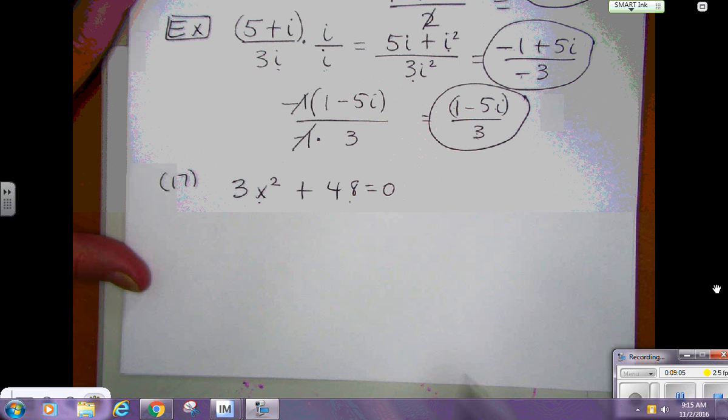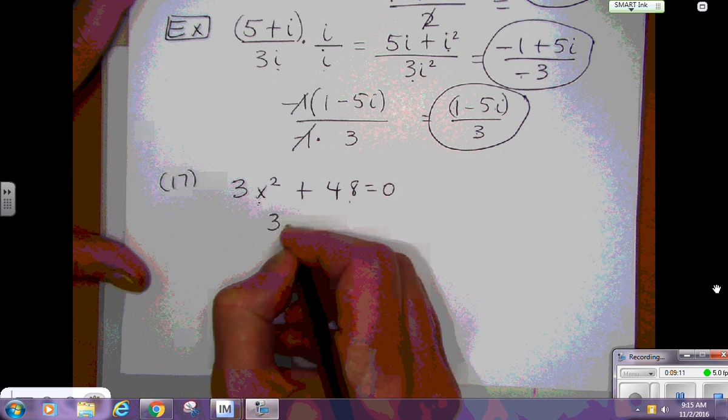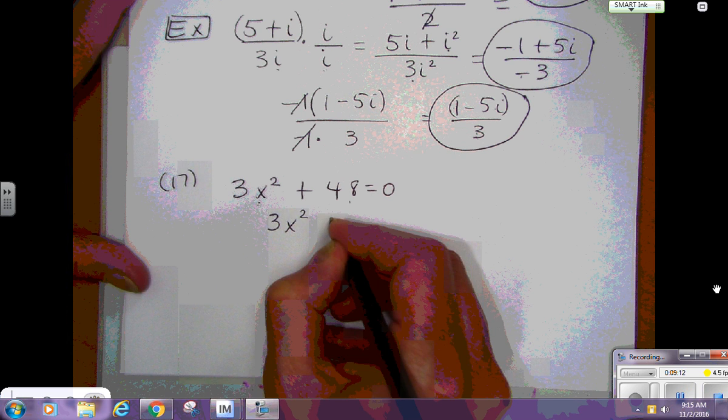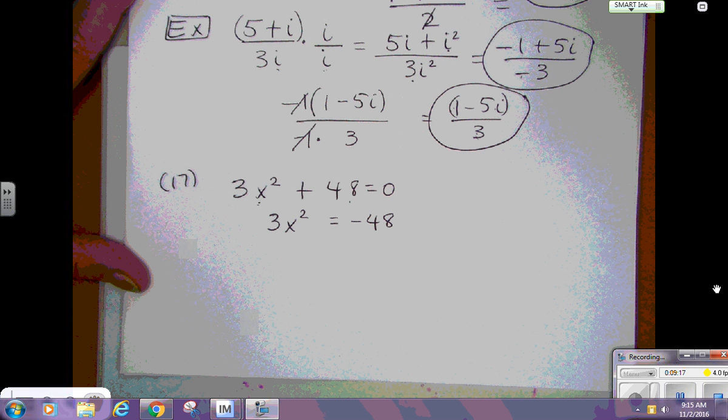So to do that, I'm going to separate these two values. I'm going to subtract the 48 to the other side. Now I want to get the x all by itself, so I'm going to divide each side by 3.